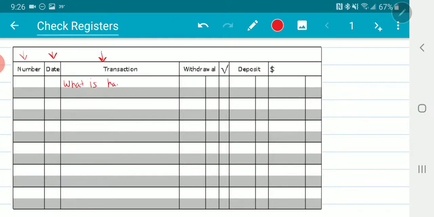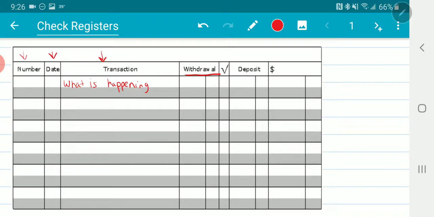What is happening? You could be paying McDonald's for lunch, so you'd say McDonald's lunch, whatever. You could be getting a direct deposit from work where money's going into your account. You would just say, it's my paycheck. Just describing what is going on in the situation. Then we get to some of our key words.